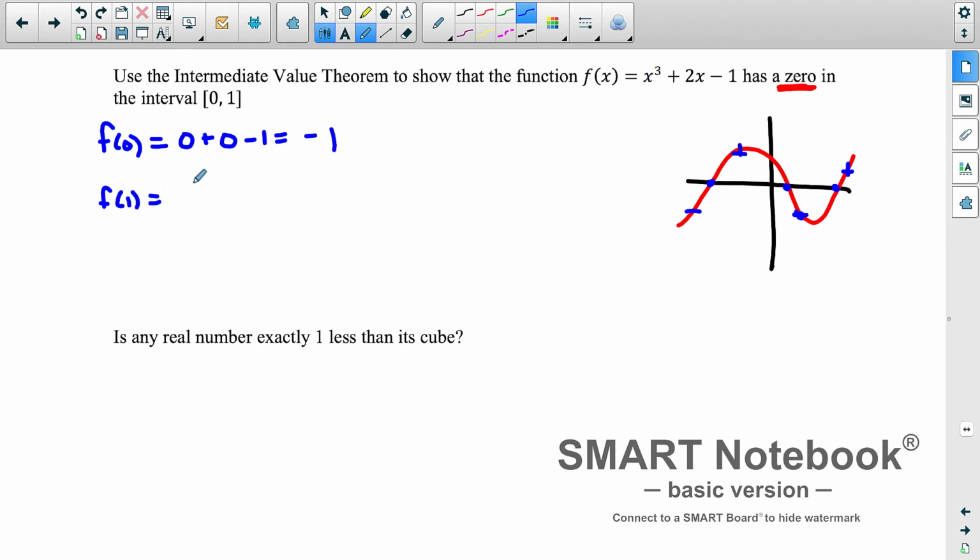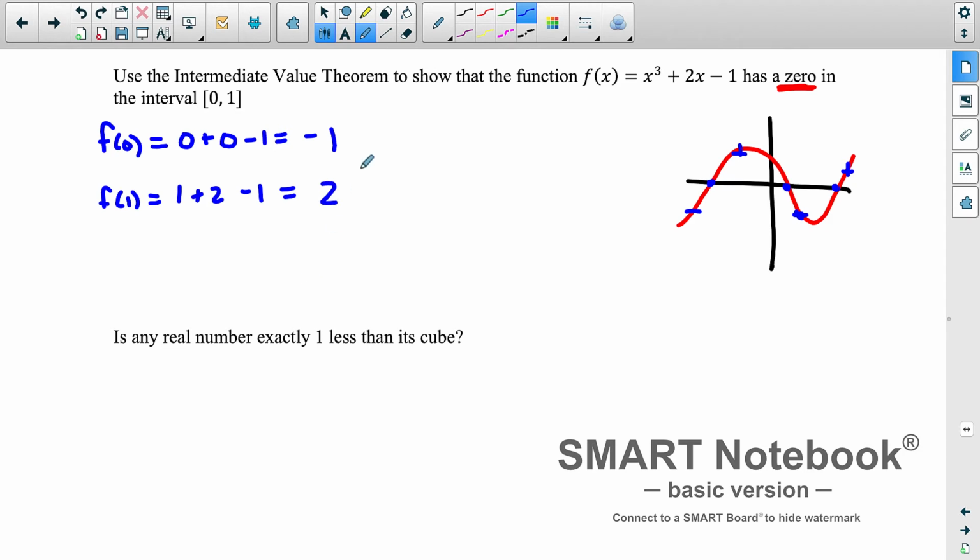So 1 cubed is 1. By the way, this graph I drew here does not match this function here, sorry, maybe erase this or something. So I'm putting 1 in there. 1 cubed is 1. 2 times 1 is 2. Then I subtract 1, and 3 minus 1 is 2.